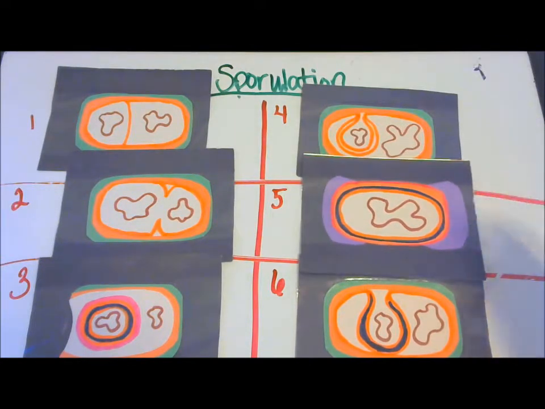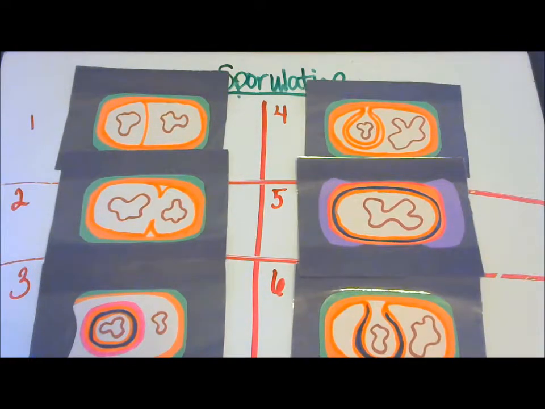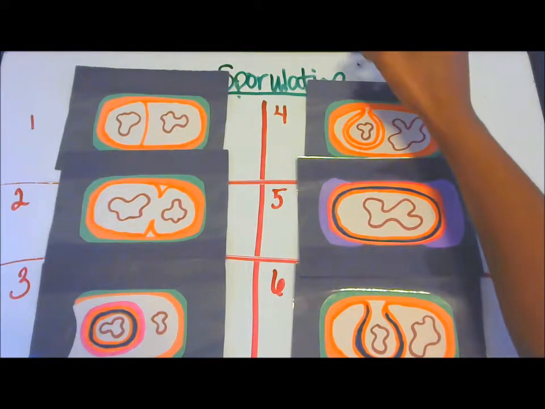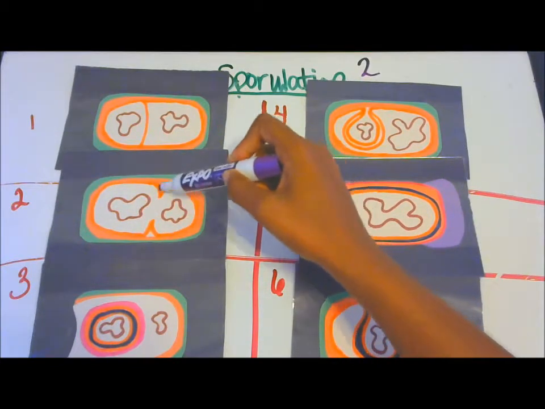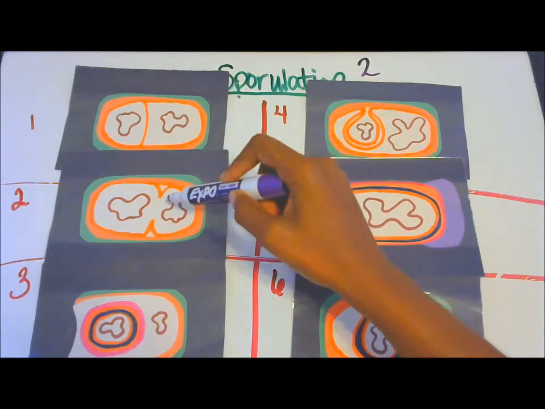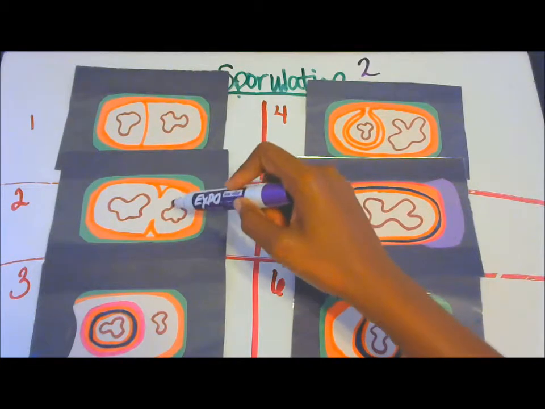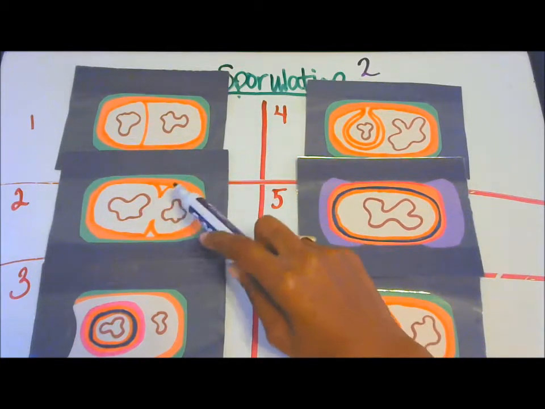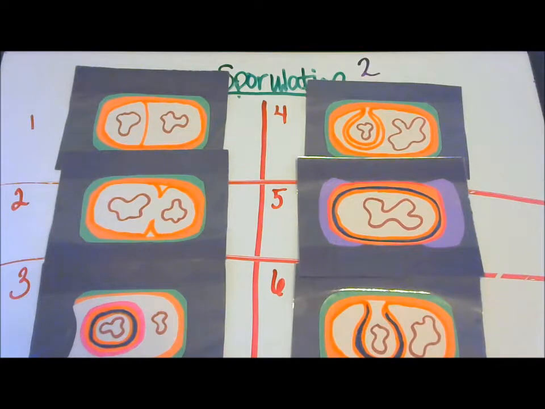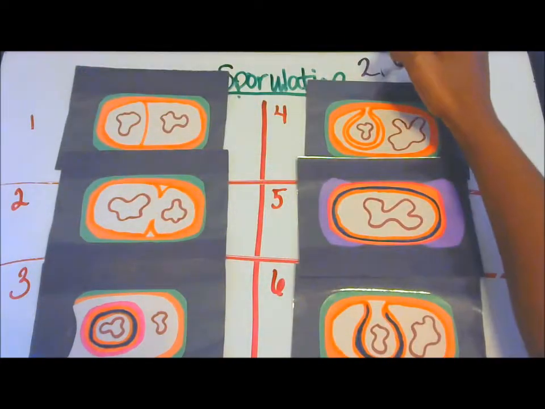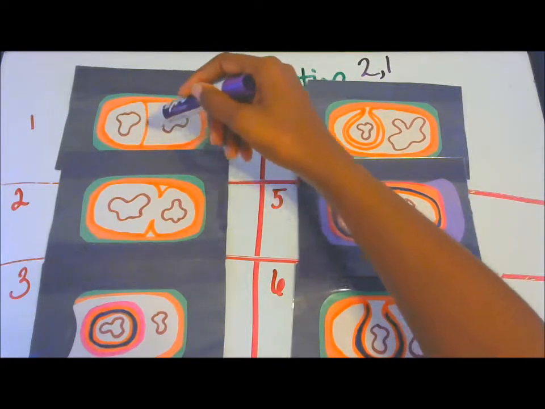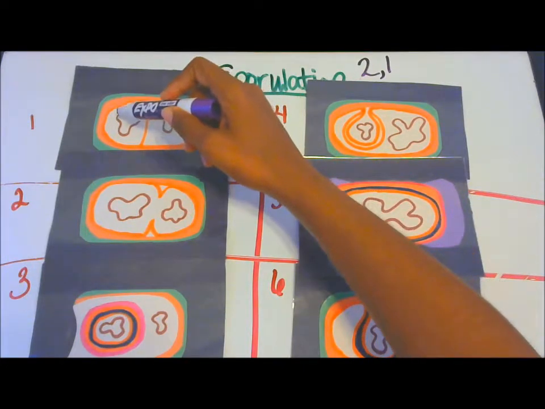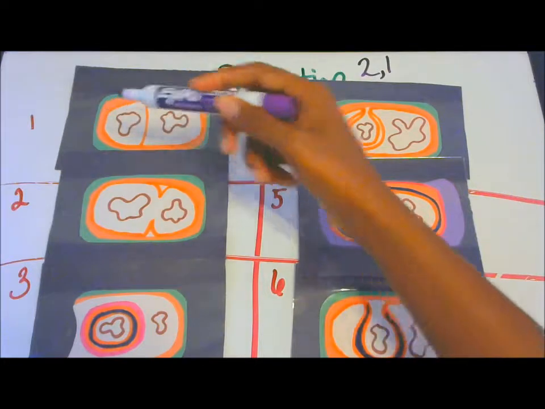All right, now that you're back, we're going to put it in order. Okay, we have 2. We have the spore septum starting to create. It's starting to separate the new DNA and the cytoplasm. We have 1. The plasma membrane is separating the new DNA and the cytoplasm.